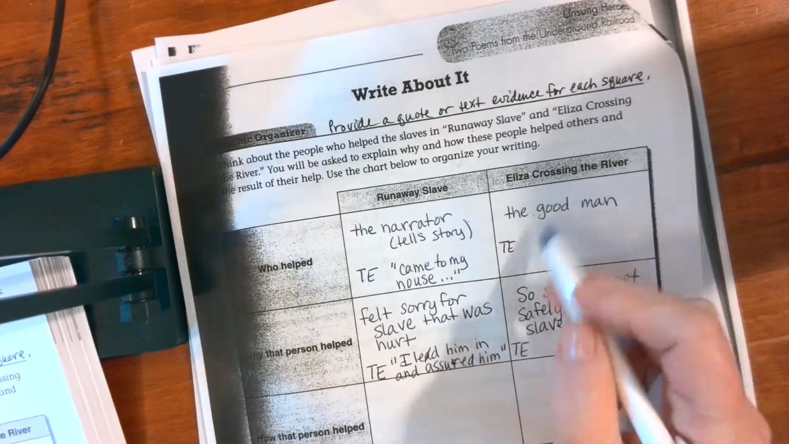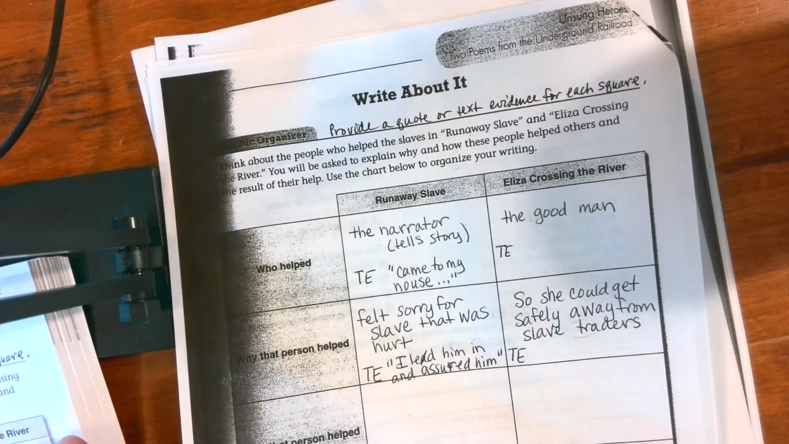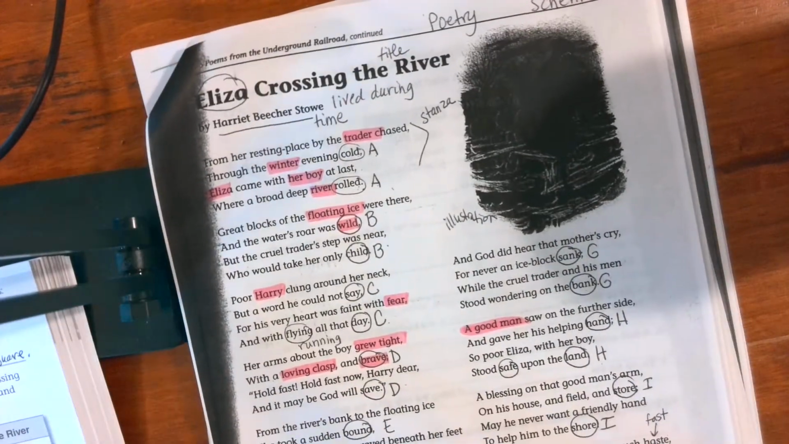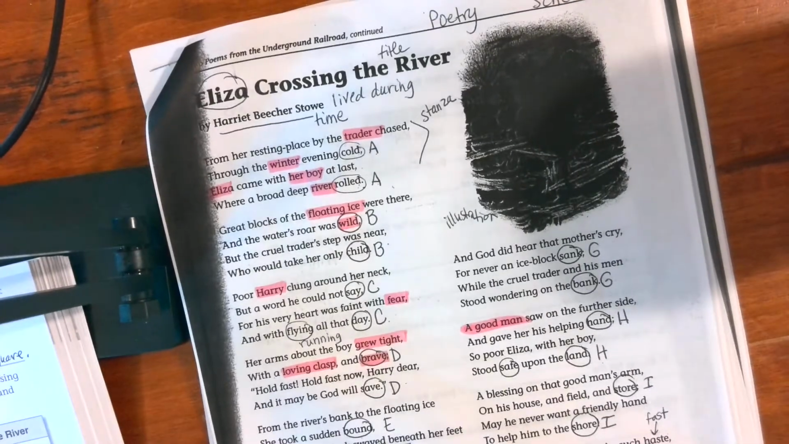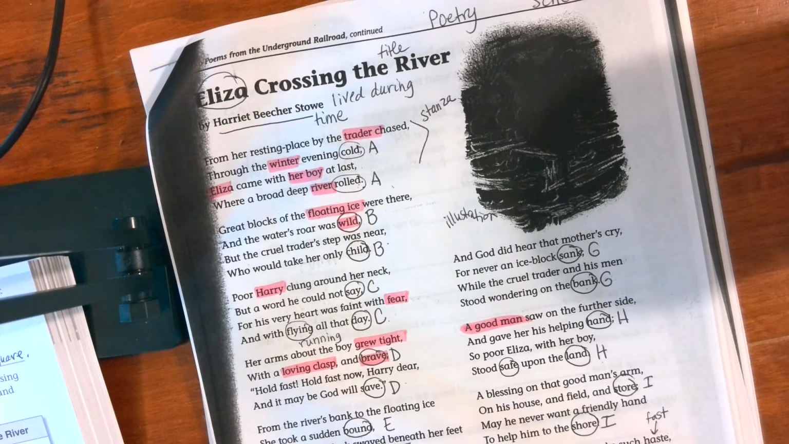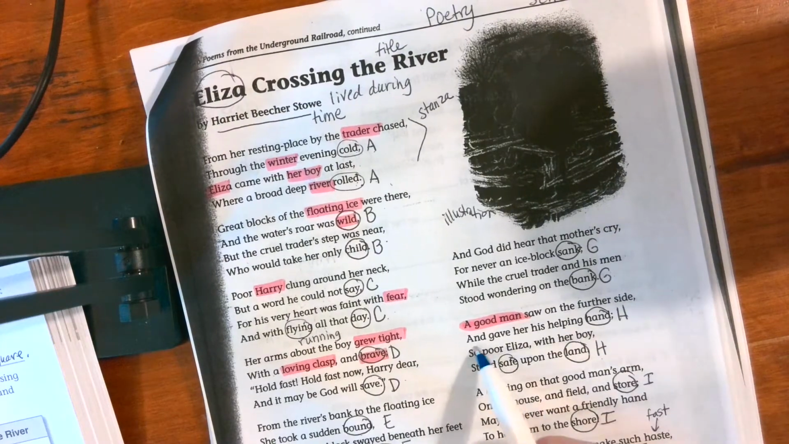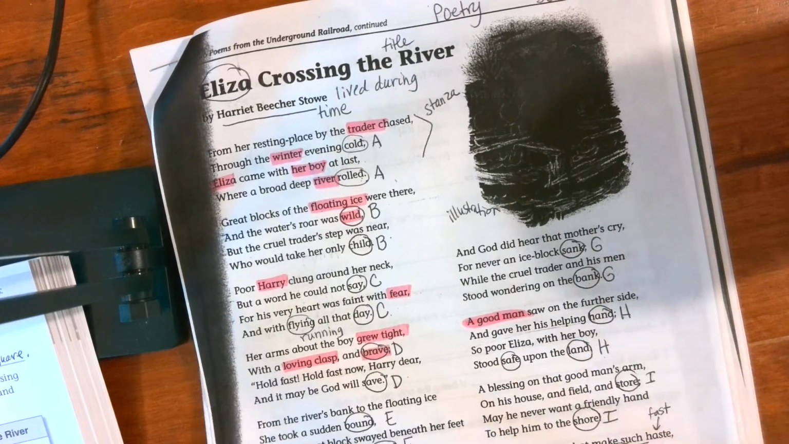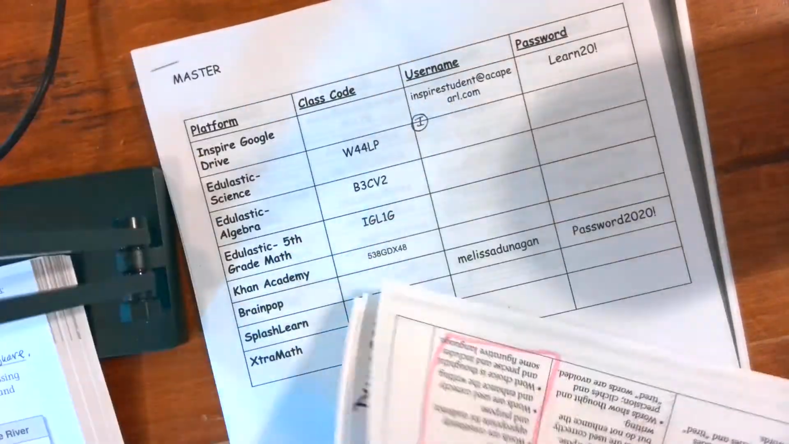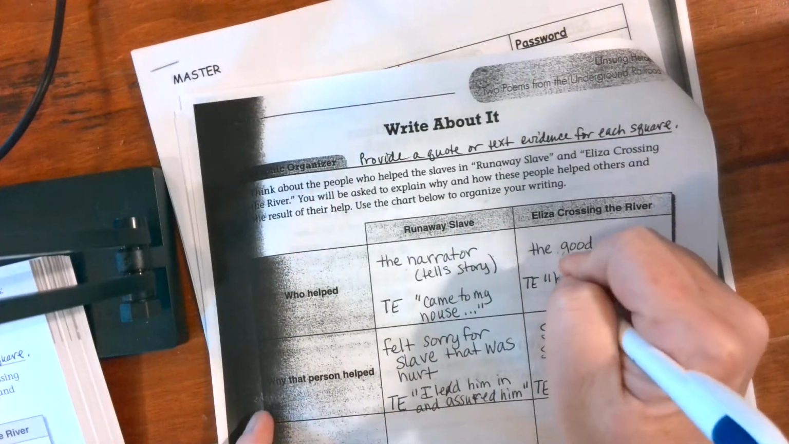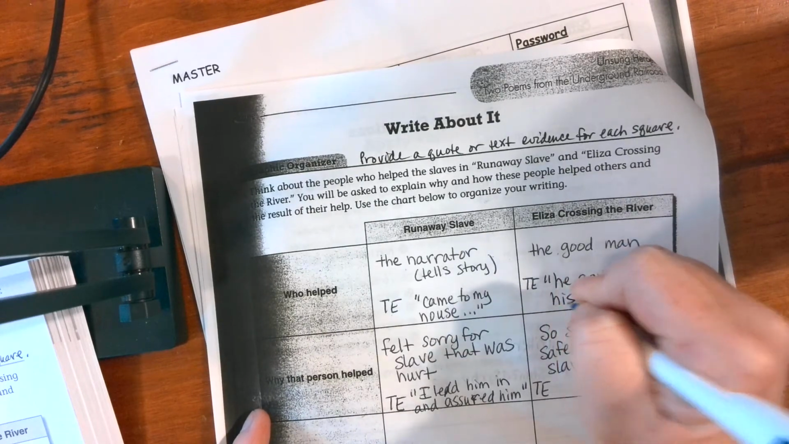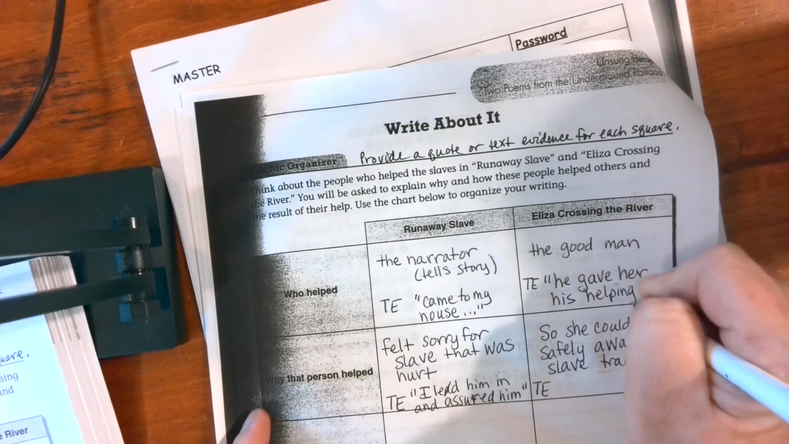How do I know that the good man helped her? Proof from the text. He gave her his helping hand. Now there's lots of quotes you could pick, but that's the one I'm going to pick. He gave her his helping hand.